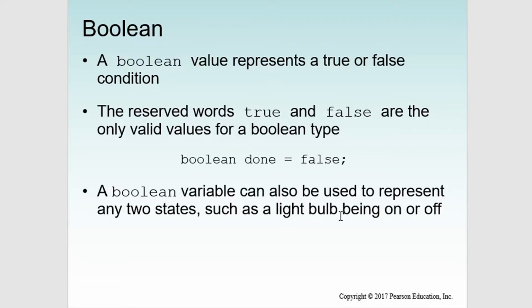A Boolean variable can also be used to represent any 2 states, such as a light bulb being on or off. So what they mean is you can create a Boolean variable to represent the state of a light bulb, and you can store whether that light bulb is on or off. So the on state would be true and the off state would be false.